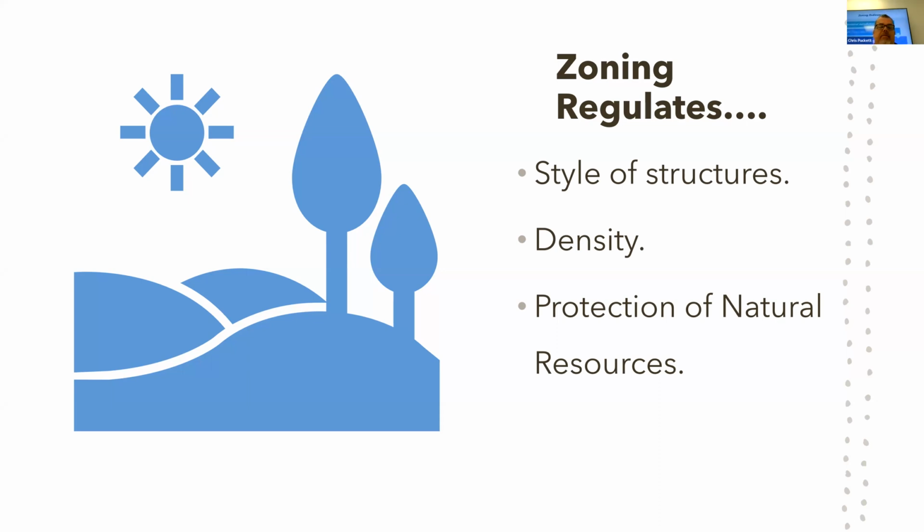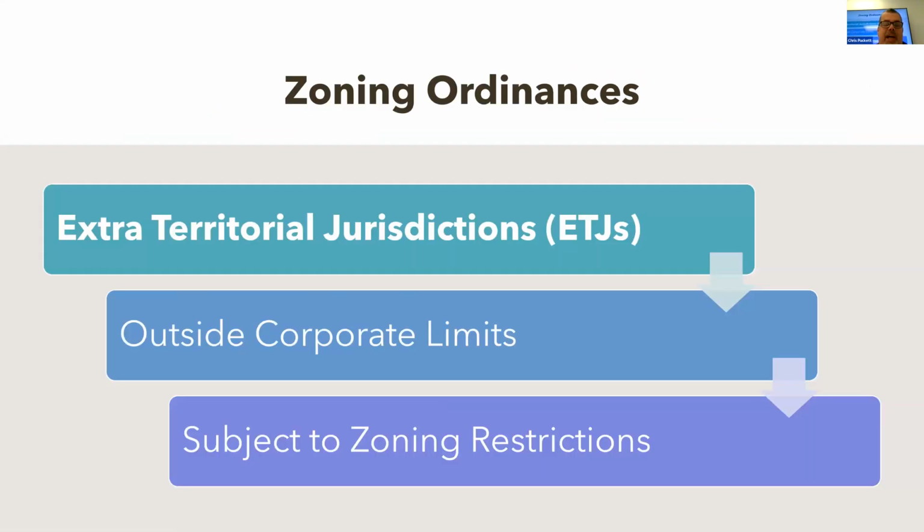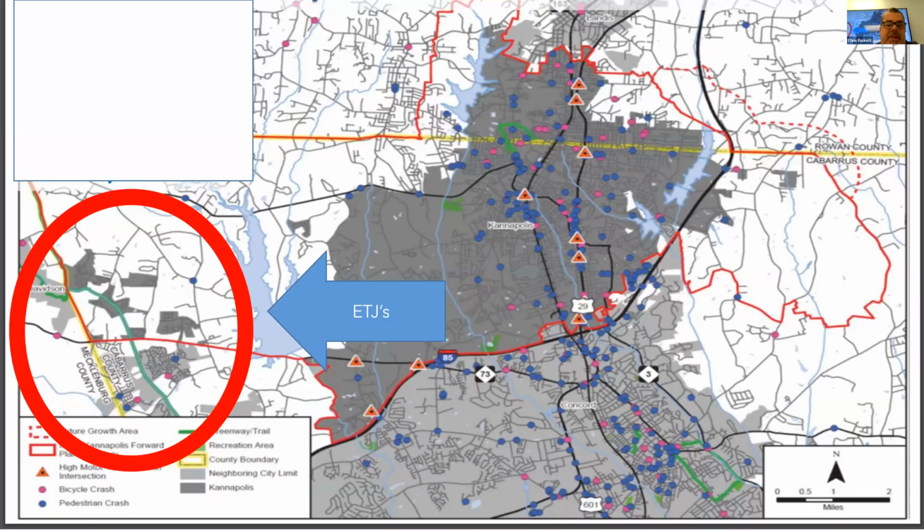Another thing, just to give you an idea, is an ETJ. You may hear that terminology, an extraterritorial jurisdiction. That is an area outside the corporate limits of the city or town that the city or town still regulates, subject to zoning restrictions. I'm going to give you an idea of what I'm talking about. This is a map of Kannapolis in the dark gray. If you look at the red circle, it shows you some of our ETJs, which are out towards Highway 73 and Poplar Tent Road.